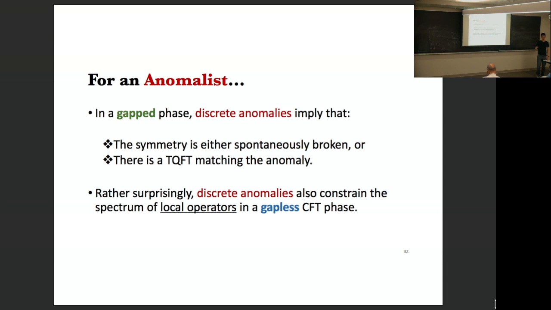But usually there's a third scenario, that the low energy phase is gapless, and there's usually not much we can say. You just say that, okay, there is some crazy CFT reproducing all the anomaly you see in the TQFT. But I think this result of ours is telling you that the anomaly actually constrains some CFT data in the low energy. Even the discrete anomaly can constrain local operator data in a gapless CFT phase, even though the discrete anomaly doesn't appear in any local operator correlation.